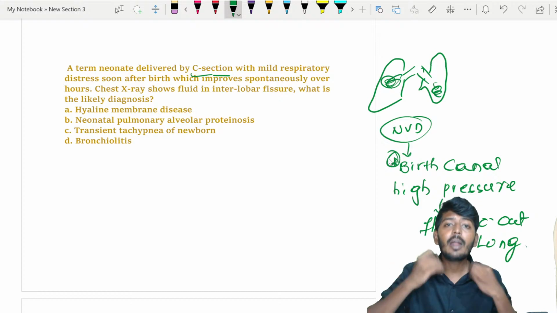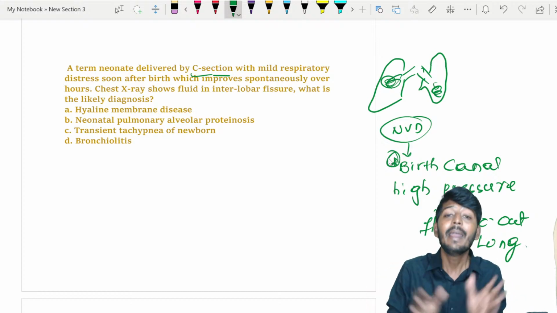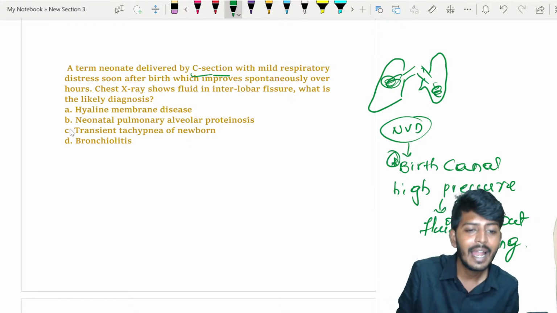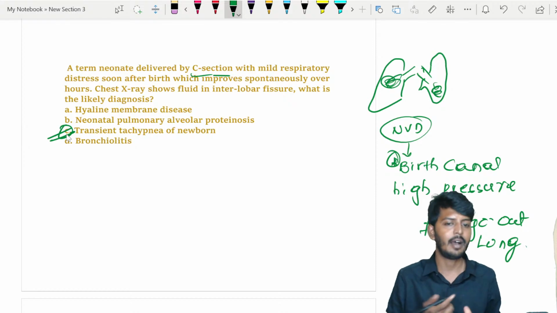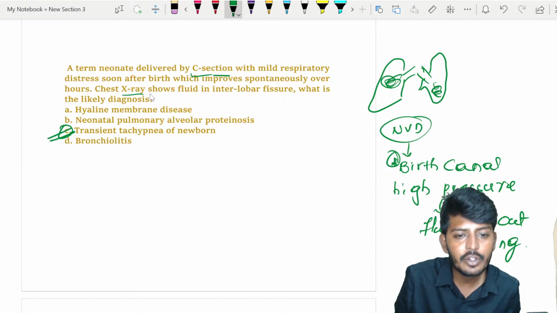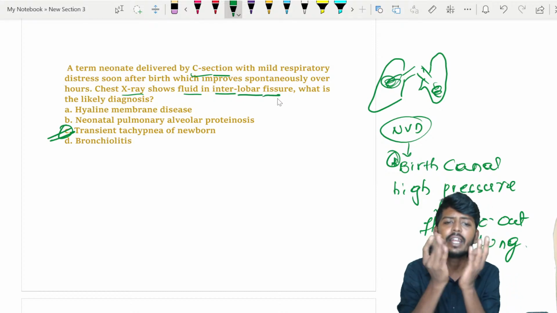Not done. So a small amount of fluid can remain in the lung, which will go out on its own after some time, which will lead to a disease called transient tachypnea of the newborn. And remember, X-ray shows fluid in the interlobar fissure. Only fluid in the interlobar fissure.